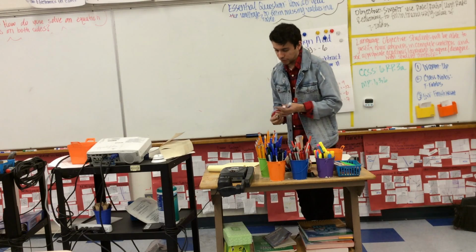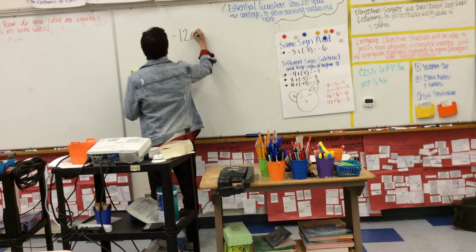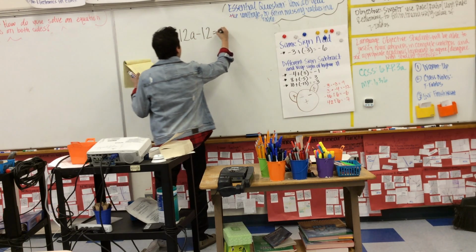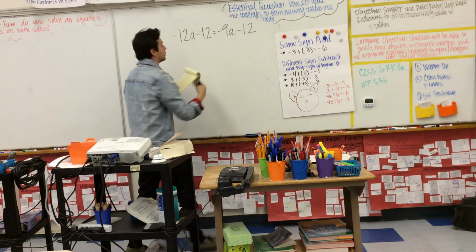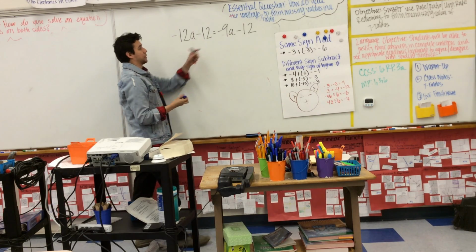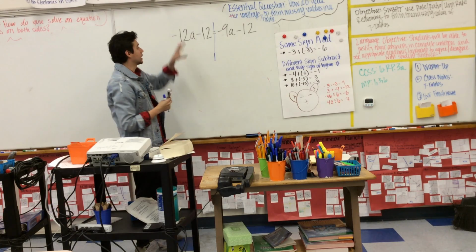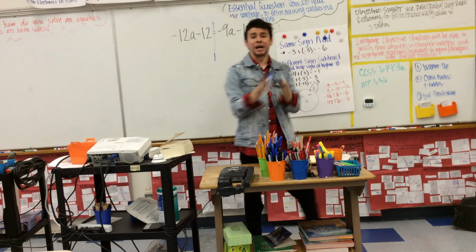Okay, our last problem. We have -12a, I'm sorry, -12 equals -9a -12. Okay? Draw the barrier because I see an equal sign and I have to solve for a. Notice that I have variables on both sides. That means I have to do the little brother, little sister strategy.